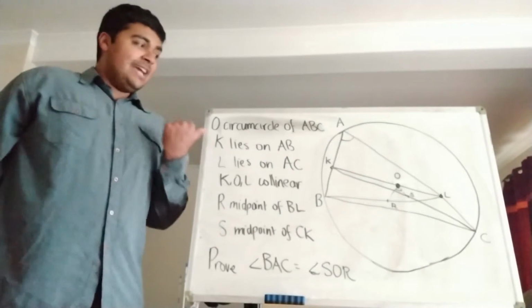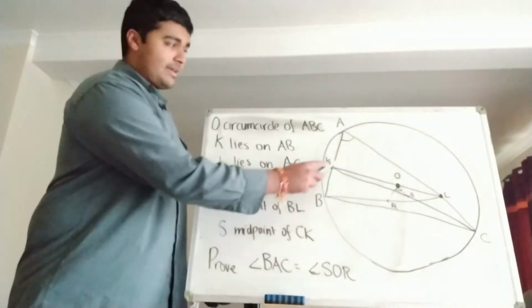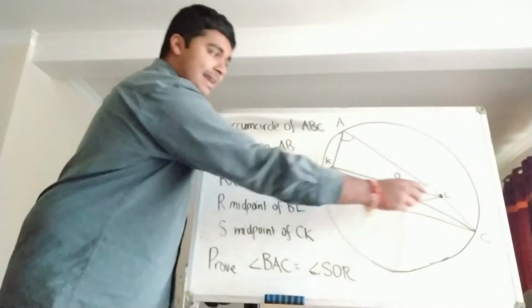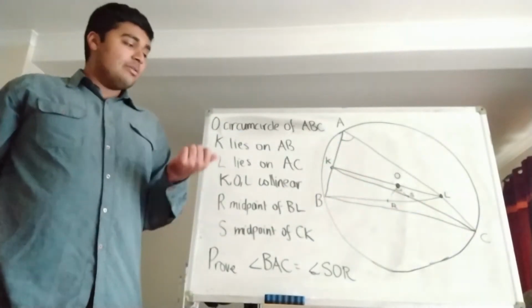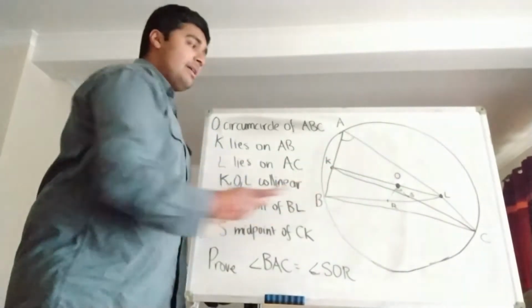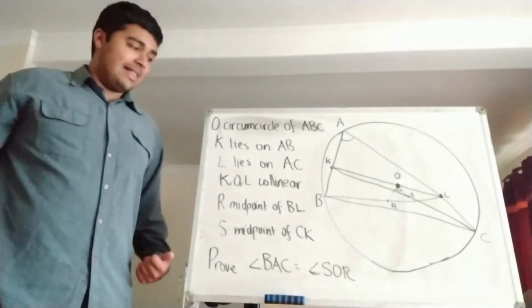Now we have that K lies on the line AB, so K is there, lying on AB, and L lies on AC, so L is there, and we have the property that K, O, L is collinear. In other words, if you draw the straight line through K and O and extend it, you'll also pass through L as well.